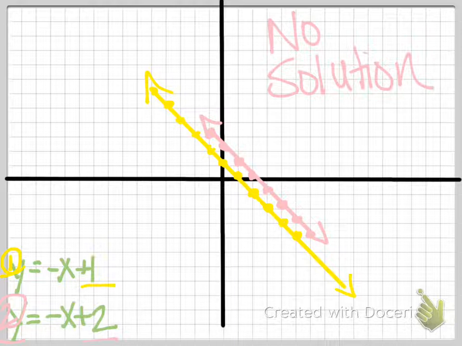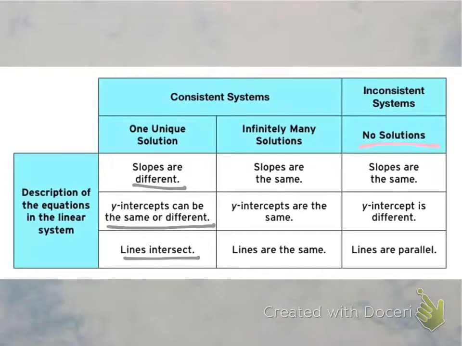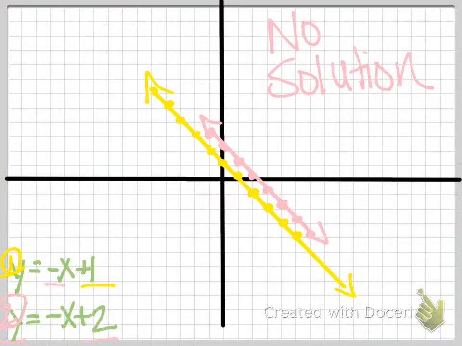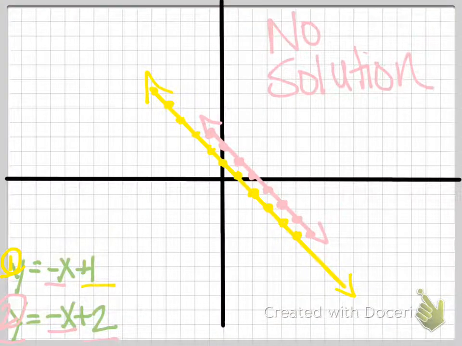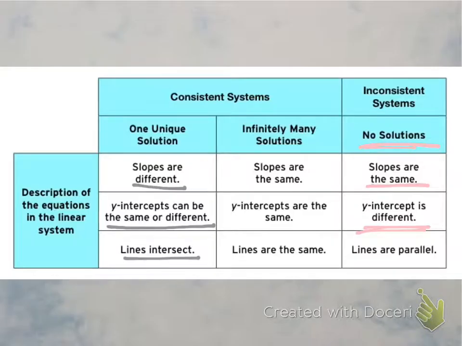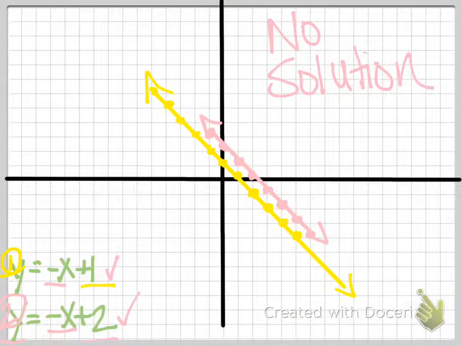Flipping back here and looking at our chart, no solutions mean the slopes are the same. Well, if we flip over, we had a slope of -1 and a slope of -1. Those are definitely the same. The y-intercept is different. Okay, our y-intercepts, yep, they were different. And then our lines are parallel. Well, parallel means that they do not touch.